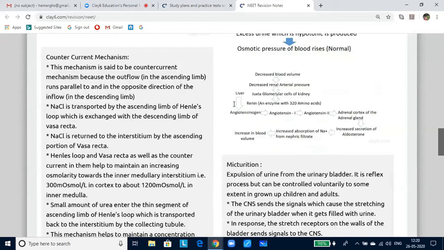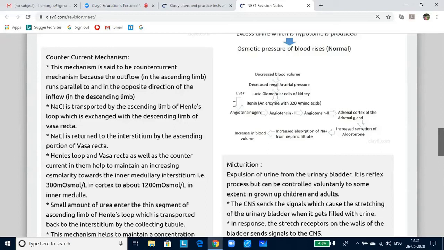So, NaCl is transported from the ascending limb of the Henle's loop to the descending limb of the vasa recta. The ascending limb of the vasa recta in turn transports NaCl to the interstitium. The interstitium is the tissue between Henle's loop and vasa recta. Thus, a concentration gradient of 300 milliosmoles per liter in the cortex to 1200 milliosmoles per liter in the medulla is created.